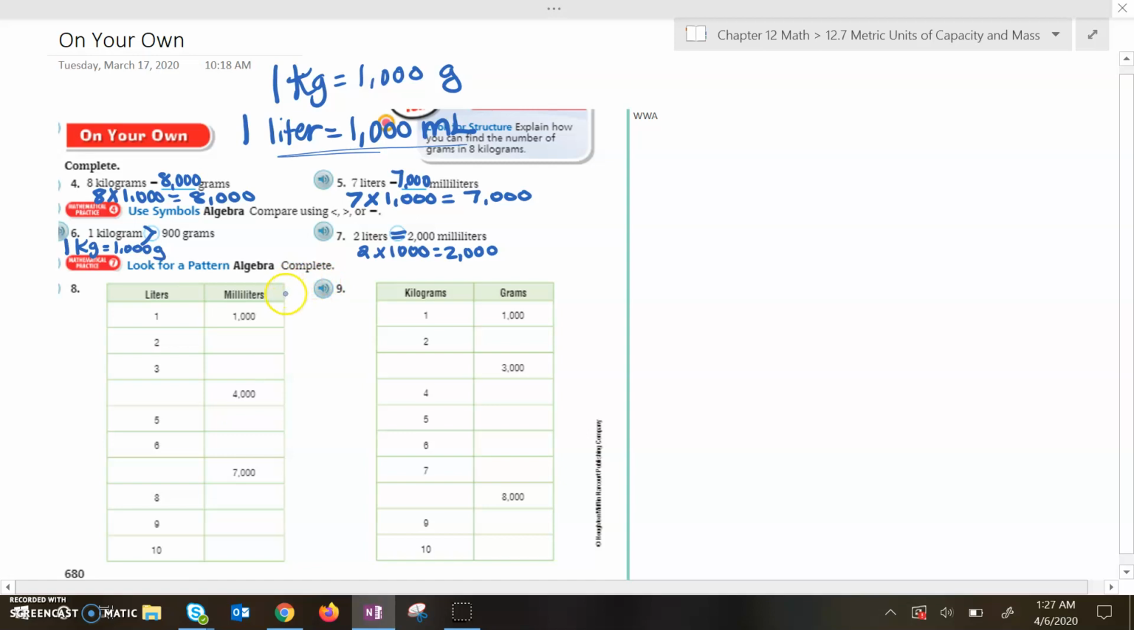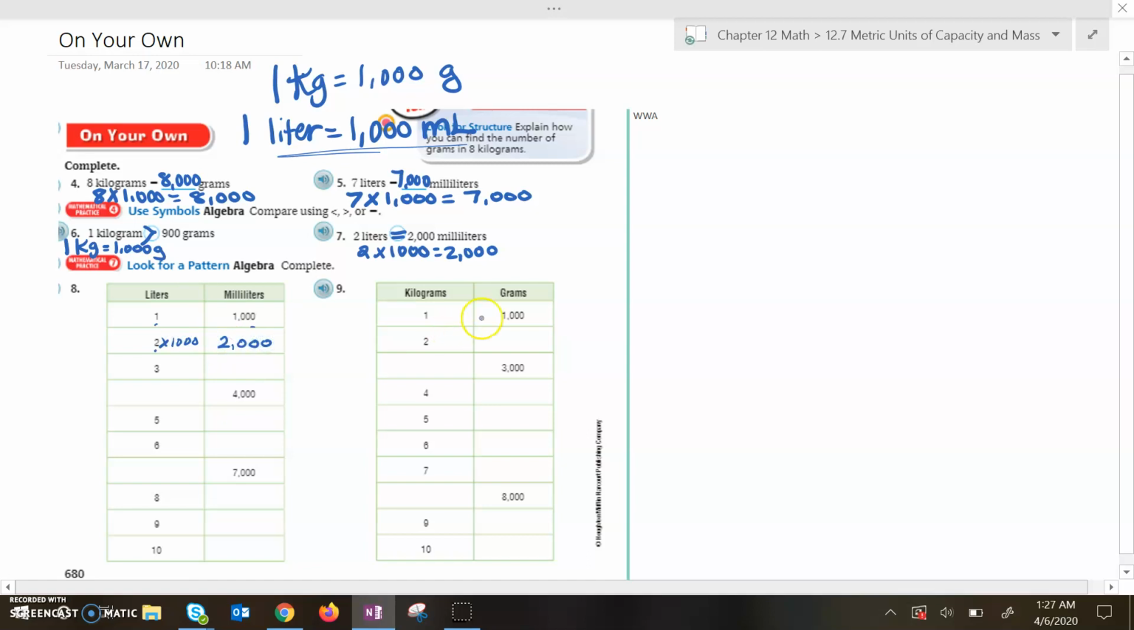It just says complete. We'll start the first ones together and then I will allow you to use your awesome multiplication skills to solve. Now remember, for every 1 liter you have 1,000 milliliters. So for every 2, you're multiplying 2 by 1,000. Every time you're multiplying by 1,000 because the conversion is for every 1 liter you have 1,000 milliliters. So this would be 2 times 1,000, which would give you 2,000.